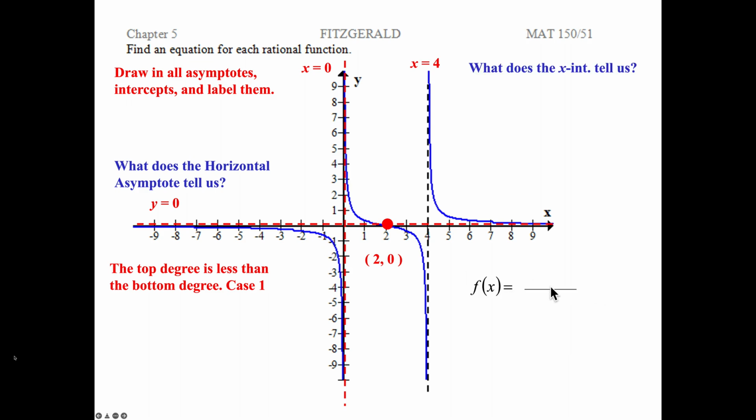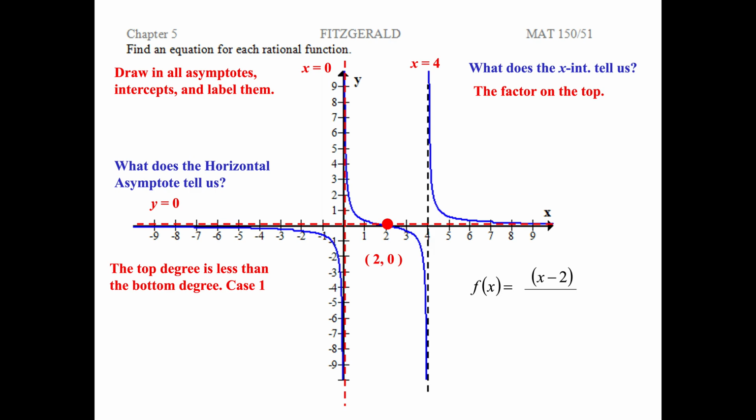Case number 1. So here's my fraction setup. My x-intercept at 2, 0 tells me that's the factor that's going on the top. So that would be the binomial. Let's see, x equals 2, so we'll make that x minus 2.